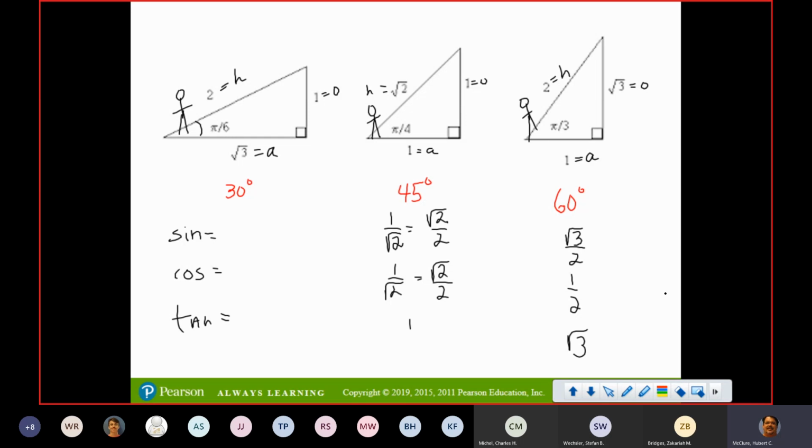Sine is 1/2, cosine is square root of 3 over 2, tangent is 1 over square root of 3, which is square root of 3 over 3. Check me on that. Tangent will be 1 over square root of 3, square root of 3 over 3. Sine is 1/2, cosine is square root of 3 over 2, and tangent is square root of 3 over 3. I think I got that right now. Thank you for bringing that up.